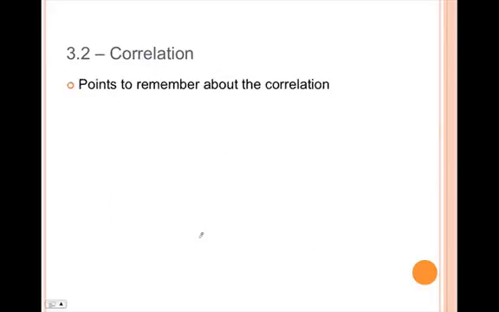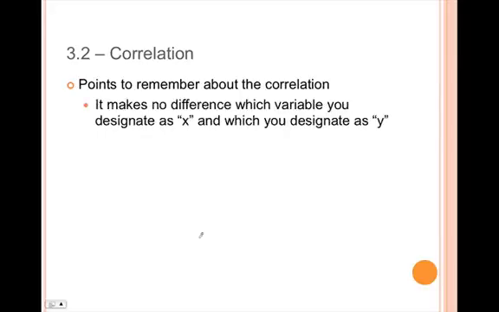A few things to remember about correlation. It makes no difference which variable you designate as x and which you designate as y. If you flip x and y, you will get the same correlation. That doesn't mean that it's okay to just flip x and y. If I have a clear explanatory and a clear response, then the explanatory should be x and the response should be y. But if you do flip them, you will get the same correlation.